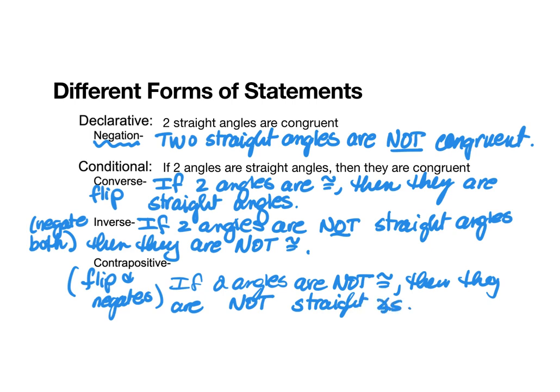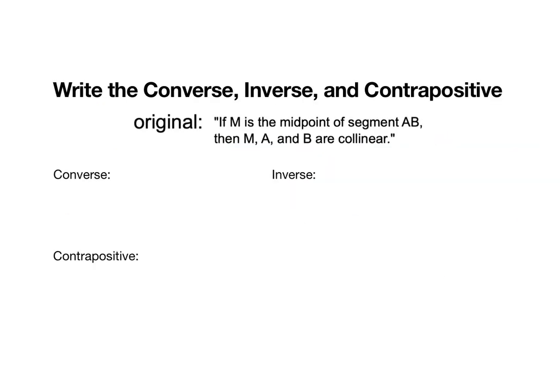So once again, when we have our conditional statement, the converse is obtained by flipping the hypothesis and the conclusion. I get the inverse by negating the hypothesis and conclusion, and I get the contrapositive by flipping it and negating both. I want you to practice now.